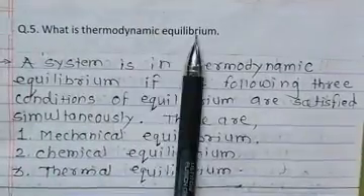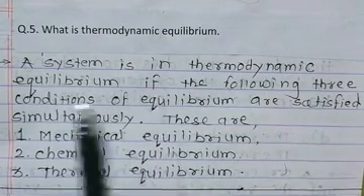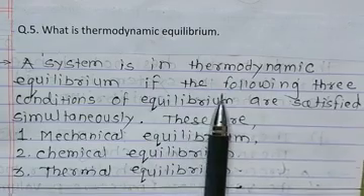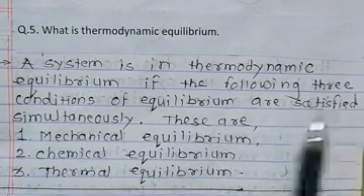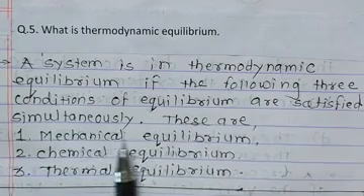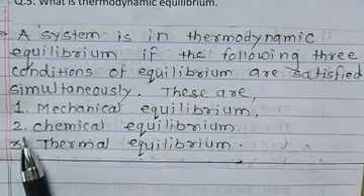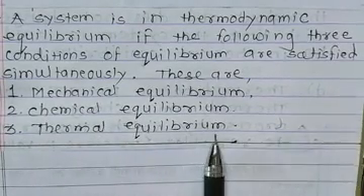Question 5. What is thermodynamic equilibrium? A system is in thermodynamic equilibrium if the following three conditions of equilibrium are satisfied simultaneously. These are: number 1, mechanical equilibrium; second, chemical equilibrium; third, thermal equilibrium.